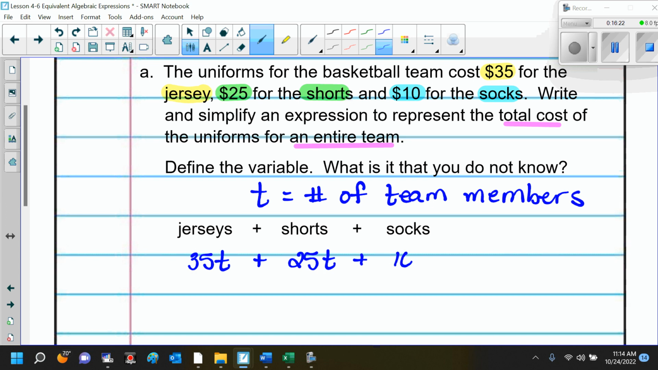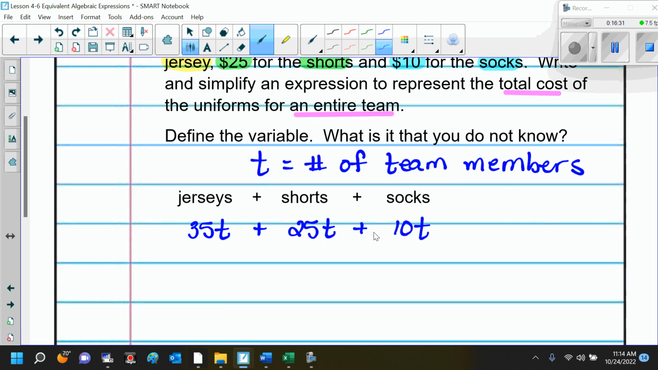Very good. 10T. Now, are those all like terms? Yes. Those are all like terms because they have the same variable. So, here, I'm going to group them. I'm going to use my associative property to group those two. So, 35T plus 25T is 60T plus 10T, and now we get 70T. This is the expression that is going to tell us how much it's going to cost for the entire team. Now, I do want to let you know that's not the only way we can do this problem.